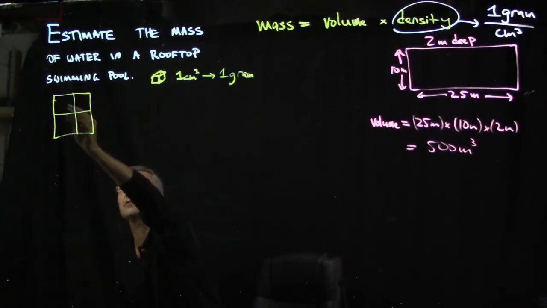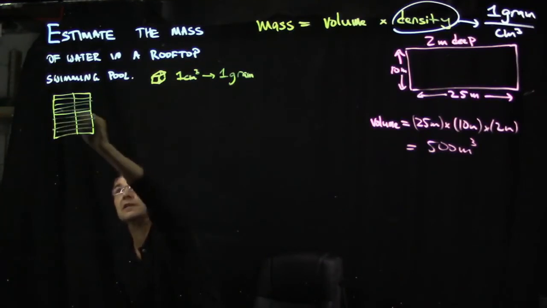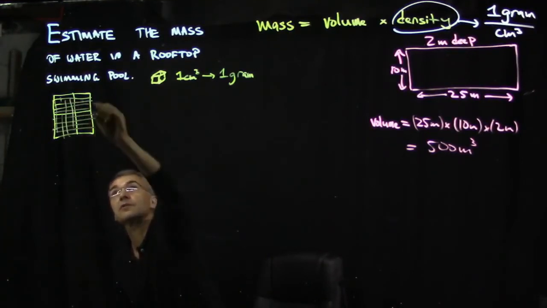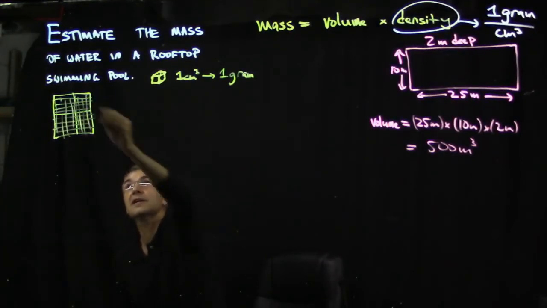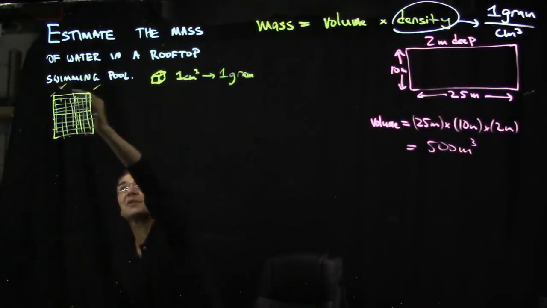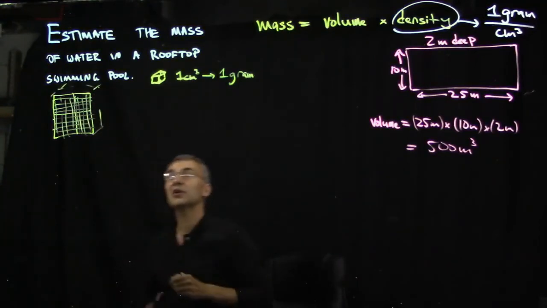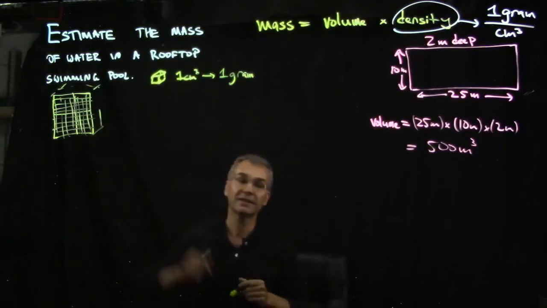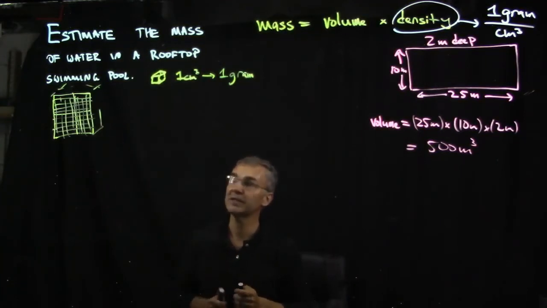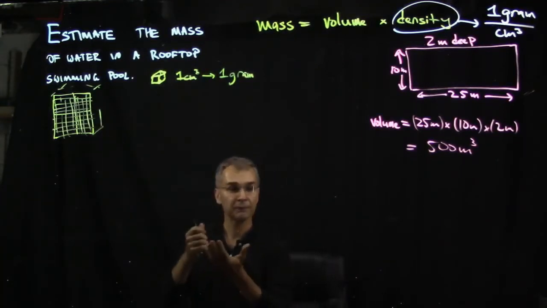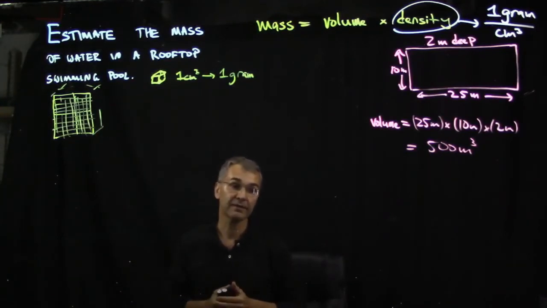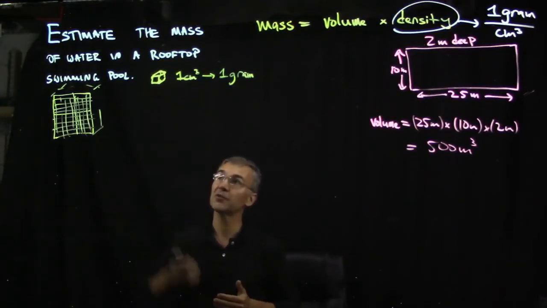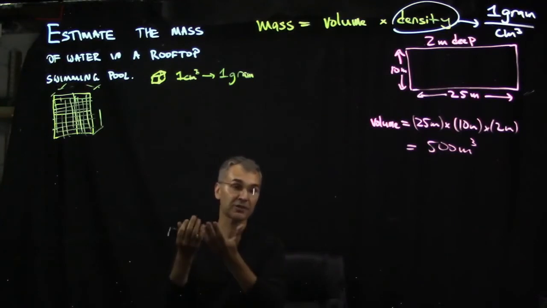Let's see, so 1, 2, 3, 4, and again 1, 2, 3, 4. And then I'd have to do the same thing in the third dimension. Maybe I won't bother. So if I took a 10 centimeter by 10 centimeter by 10 centimeter cube of water, by the way, that's a liter, right? So 10 centimeters by 10 centimeters by 10 centimeters, that's a liter of volume.